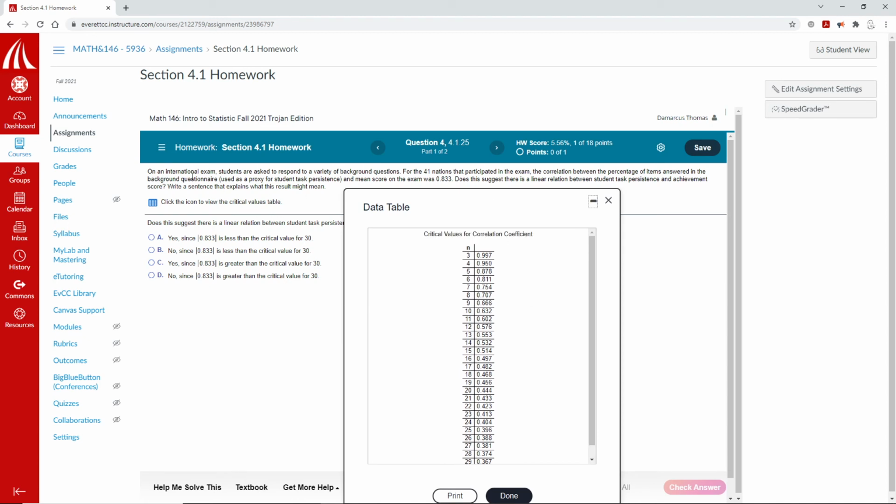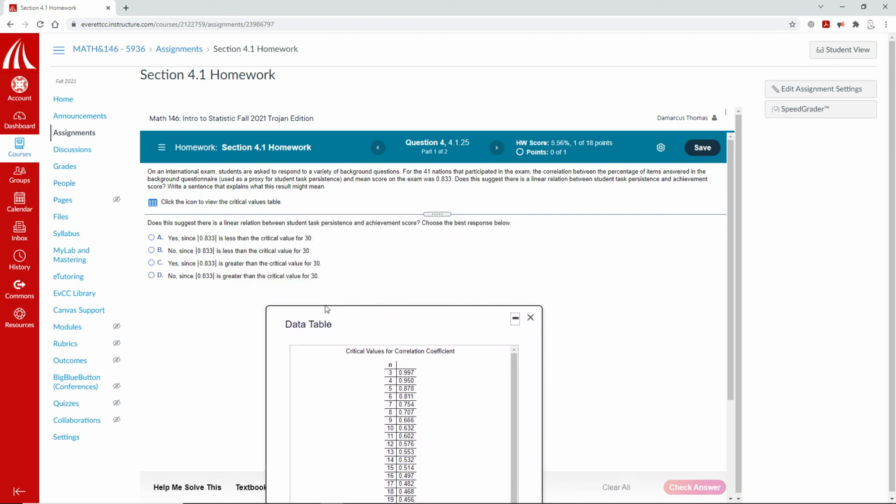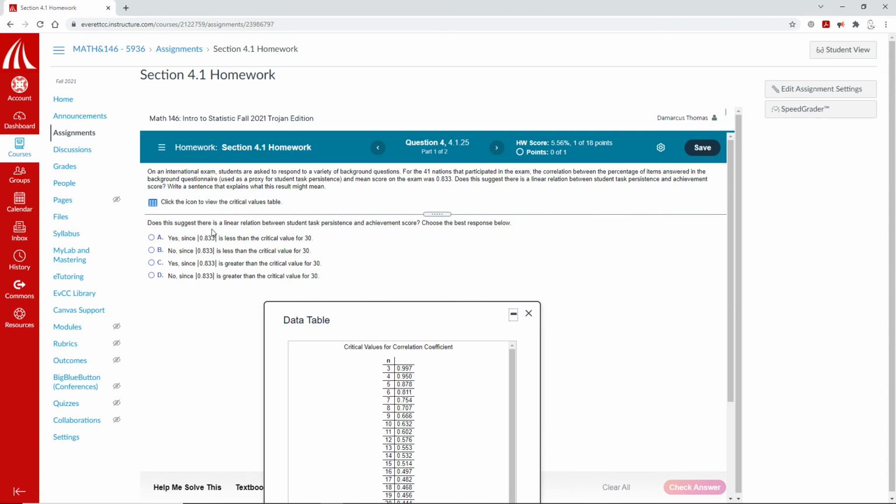So it says on an international exam, students are asked to respond to a variety of background questions. For the 41 nations that participated in the exam, the correlation between the percentage of items answered in the background questionnaire and the mean score in the exam was 0.833. Does this suggest that there is a linear relation between the student task persistence and achievement score? Write a statement that explains what the results may be.